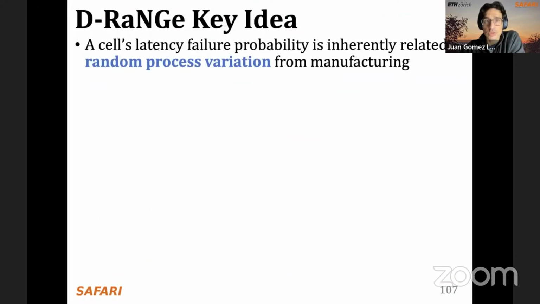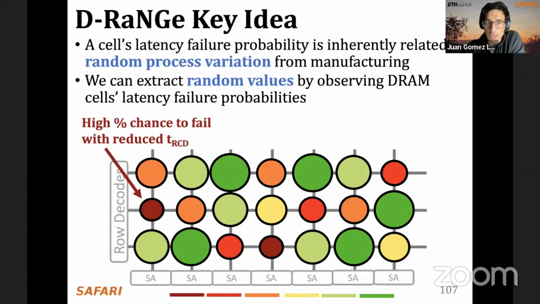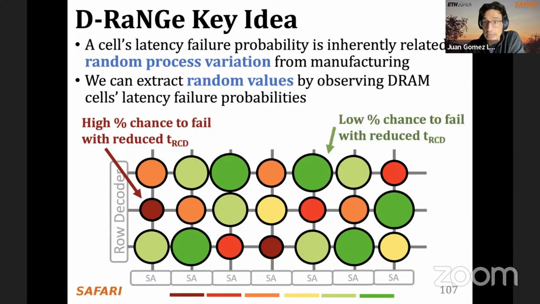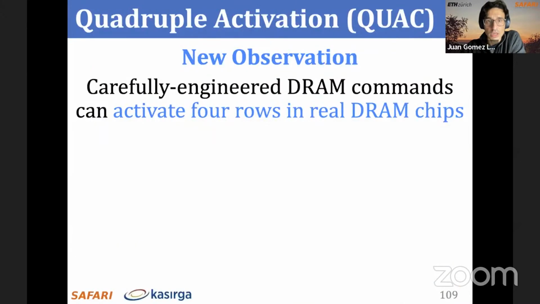And similar to the DRAM latency PUF, the D-RaNGe key idea is also based on random process variation, extracting random values by observing DRAM, and also taking advantage of the different probability of failure for the reduced tRCD for different cells, right? And based on that, it's also possible to extract random values from DRAM. And here you have the paper that was presented at HPCA 2019.